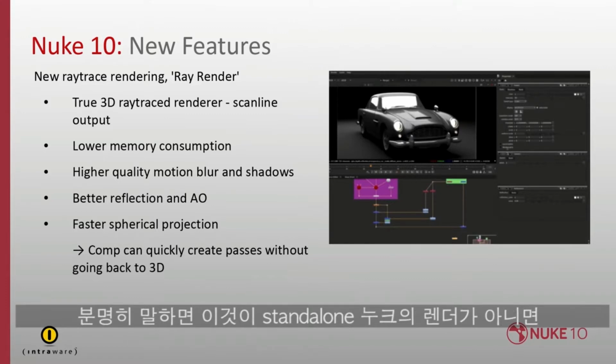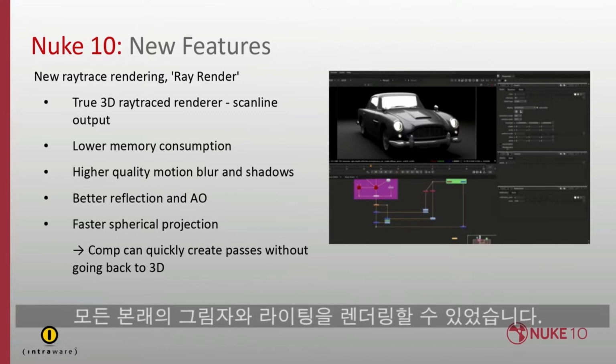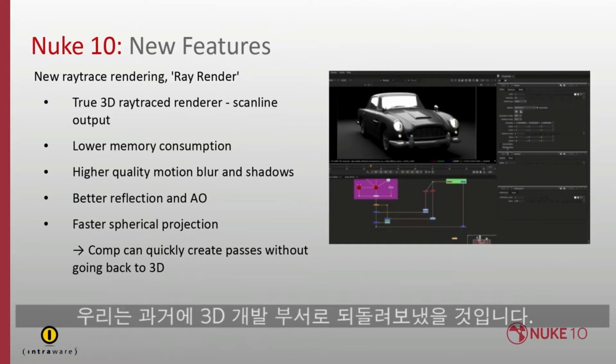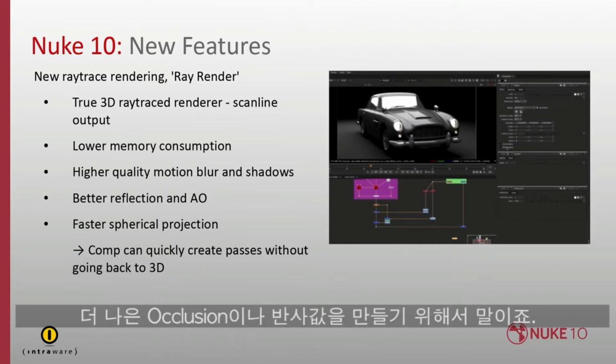To be clear, this is not a standalone renderer such as V-Ray for NUKE, where you could do all of your traditional shaders, lighting, and rendering. The purpose of this is more to create a few additional passes, where in the past you might have to go back to the 3D department. Comp now has the ability to create better ambient occlusion and better reflection for pushing the image slightly further.